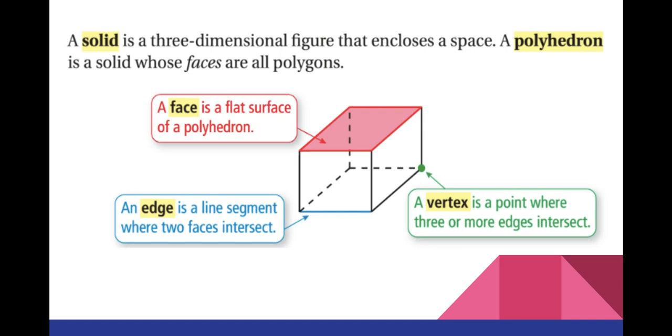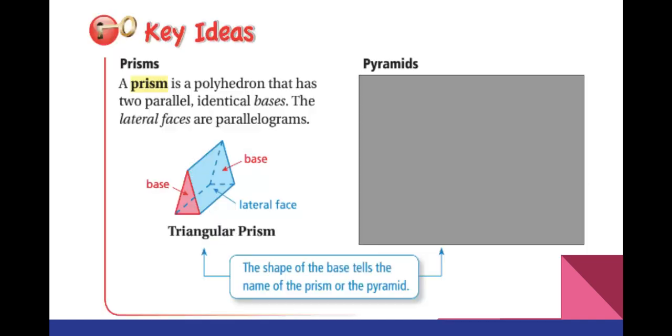A face is a flat surface of a polyhedron. An edge is a line segment where two faces intersect. So an edge is basically the outline of the three-dimensional figure. And then where three edges come together, that's called a vertex. And the vertex, or vertices for plural, are the points that are on a three-dimensional figure.